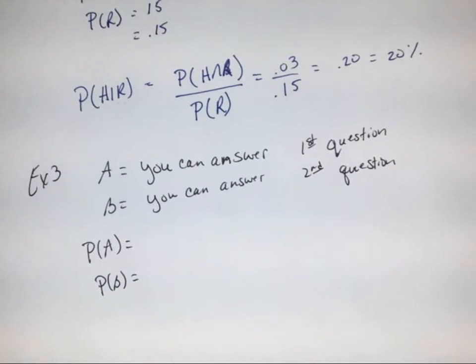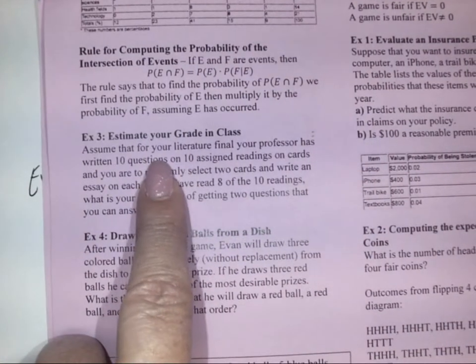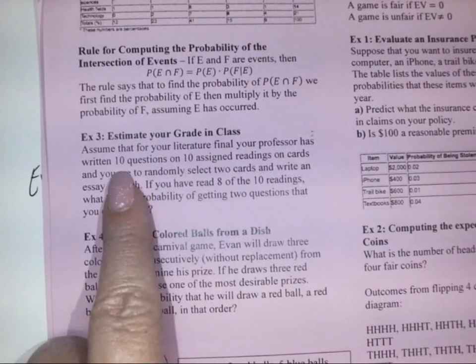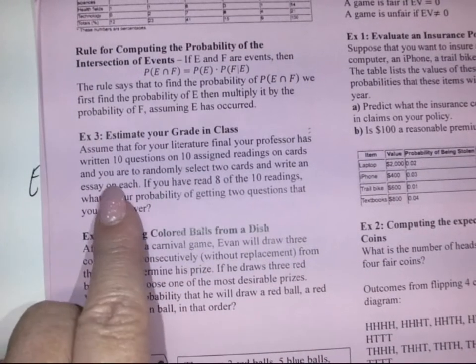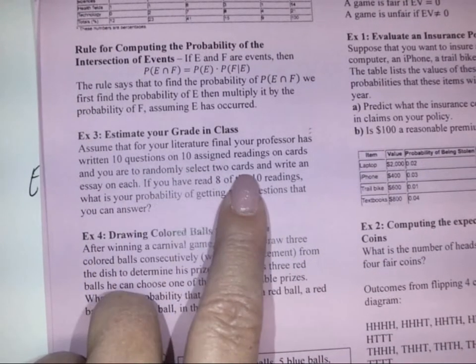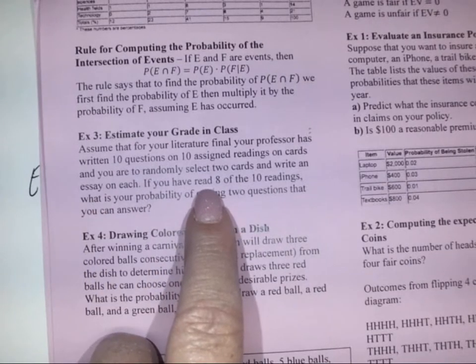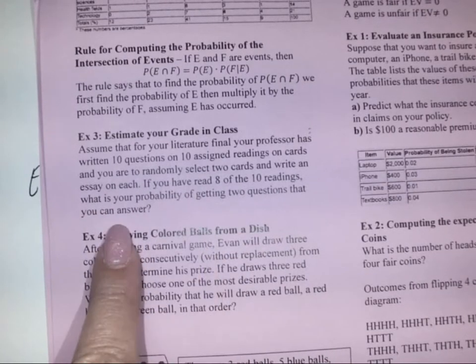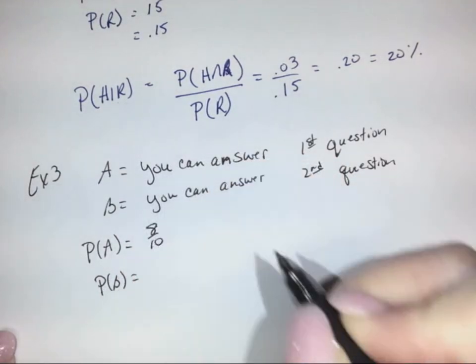Just to remind ourselves what we're looking for, we assume that for your literature final, your professor has written 10 questions on 10 assigned readings on cards. You are to randomly select 2 cards and write an essay on each. If you read 8 of the 10 readings, what's the probability of getting 2 questions you can answer? The first one means you draw from 8 out of those 10 that you know. So it'll just be 8 out of 10.